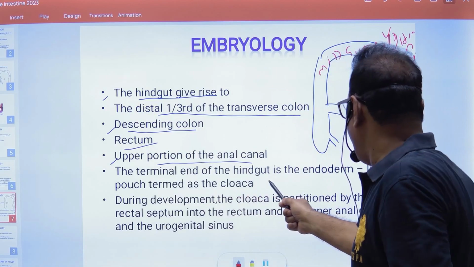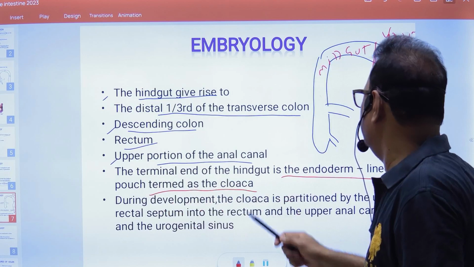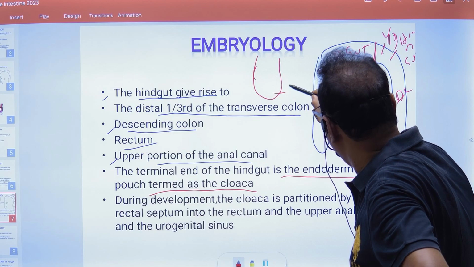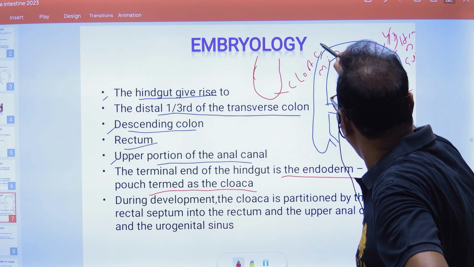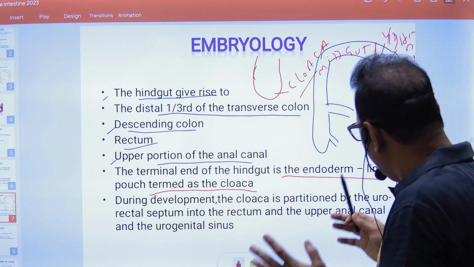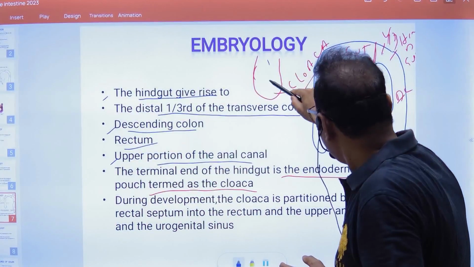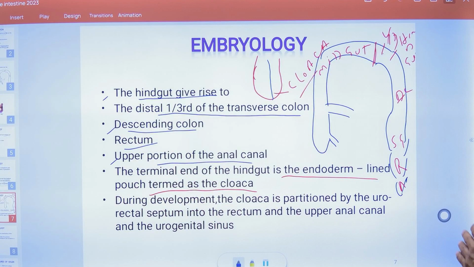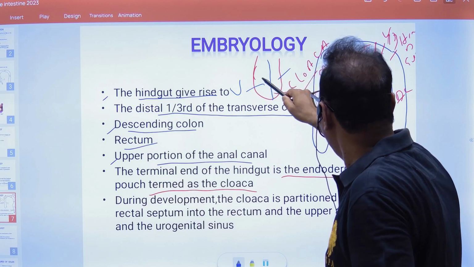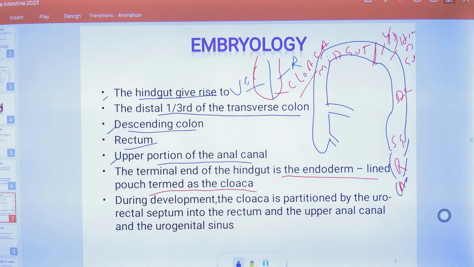The terminal end of the hindgut is the endodermal lined pouch termed the cloaca. We have this sort of arrangement, and this is called the cloaca. But this cloaca is not seen in the human being because it has been partitioned into two compartments. One is for the urinary bladder, the other is the rectum. So it has been divided into two parts.